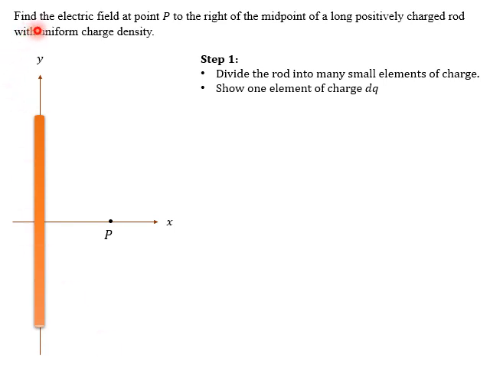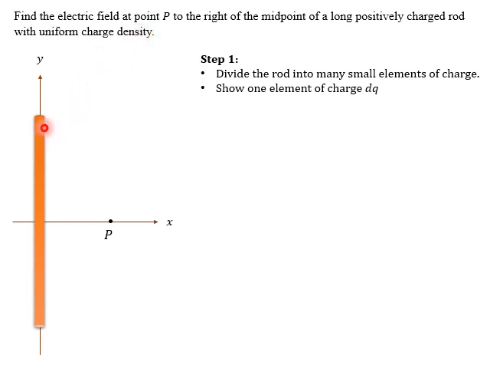So what we're going to do is find the electric field at a point P, and point P is to the right of the midpoint of a long positively charged rod. Here's our rod. Here's point P. It's off to the right, and it's from the center of it. Our rod has uniform charge density.